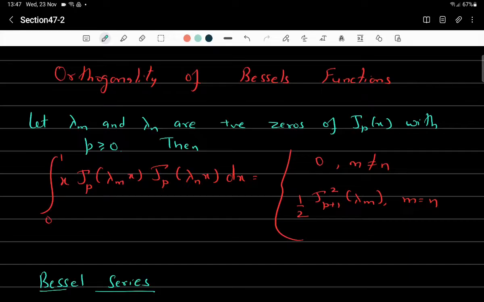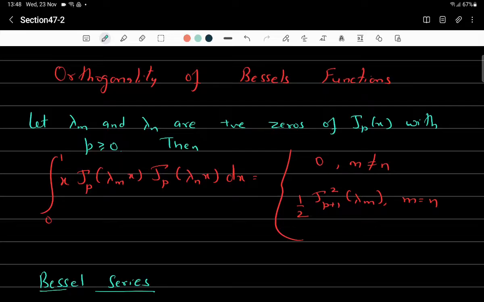In case of Legendre polynomials, it was -1 to 1. Now it is 0 to 1. And then x is there, which was not there in Legendre polynomials. So the integral from 0 to 1 of x Jp(lambda m x) Jp(lambda n x) dx is 0 if m is not equal to n, and is 1/2 Jp+1 squared of lambda n, where m is equal to n.